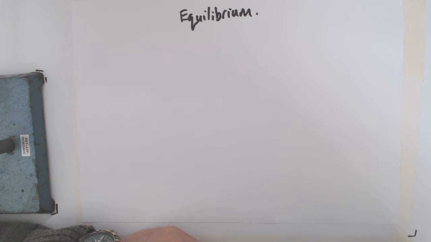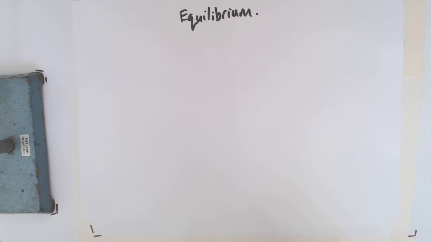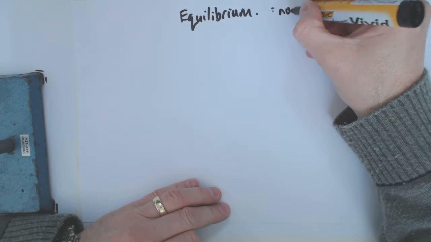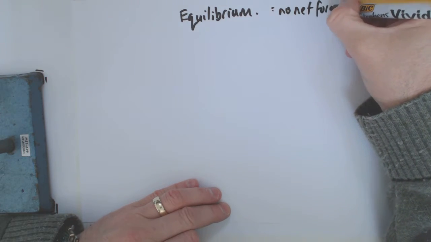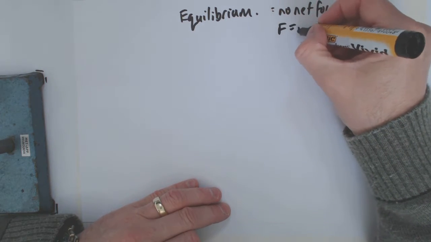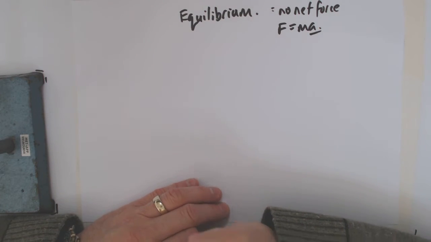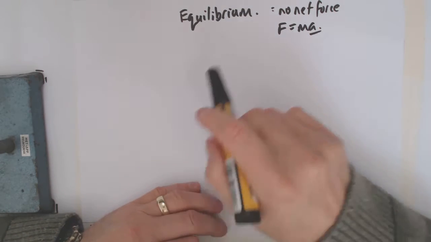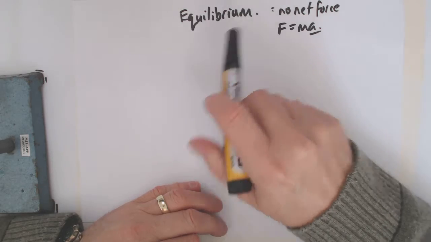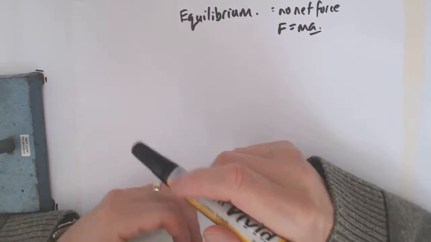Let's talk about equilibrium here. You'll have heard this in level 1. Equilibrium was when we had no net force. And from Newton's second law, no net force just means no acceleration. It doesn't mean you don't have a velocity. So something could be going very fast and still have no net force, or it could be stationary.